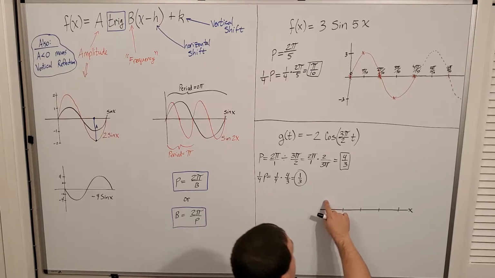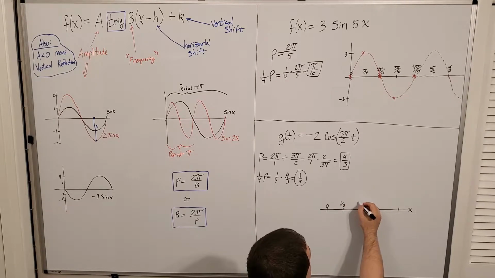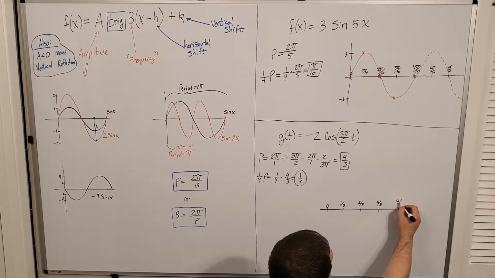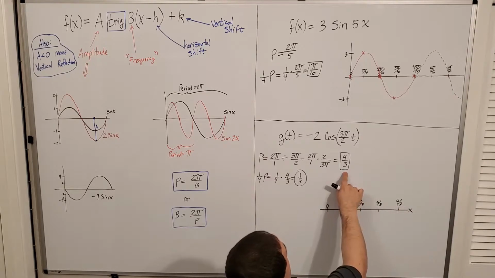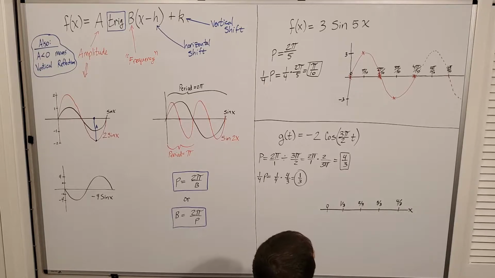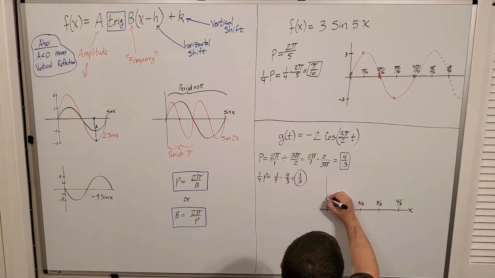Okay, so 0 plus 1/3 is 1/3, plus 1/3 is 2/3, plus 1/3 is 3/3 or 1, plus 1/3 is 4/3, which we've already established is a whole period. Okay, now I need a y-axis, which we know is right here on 0.